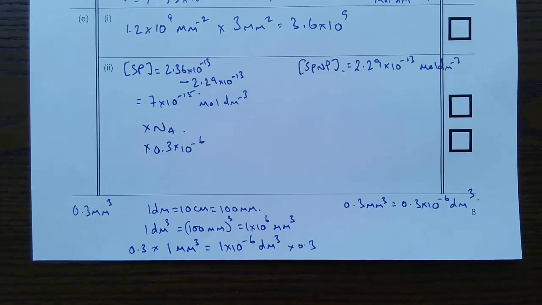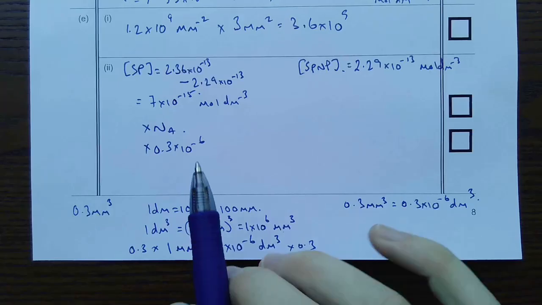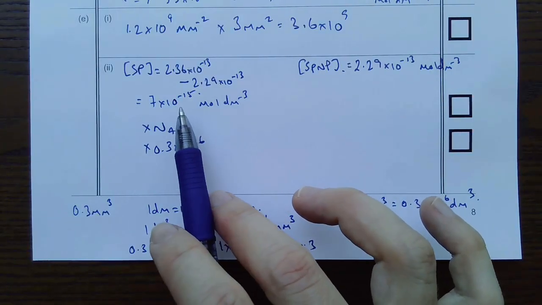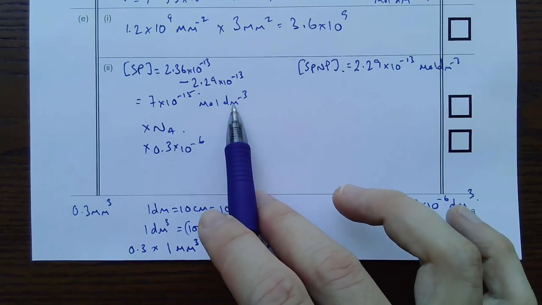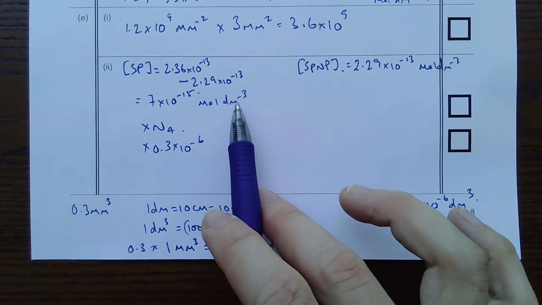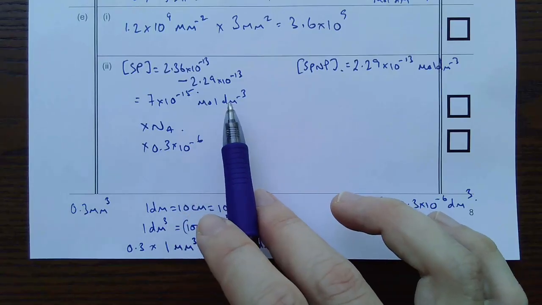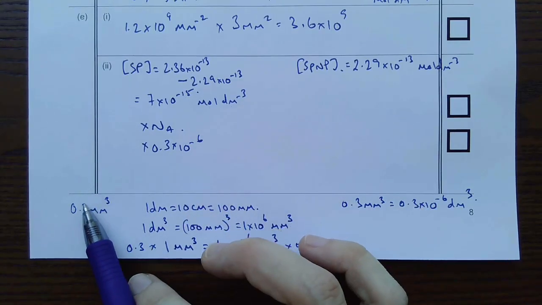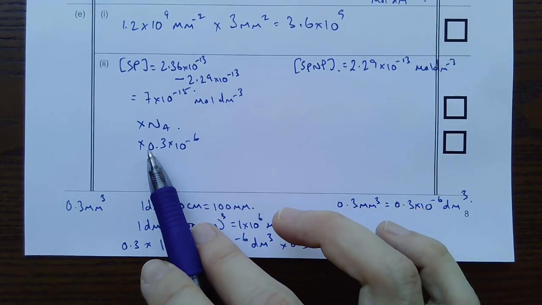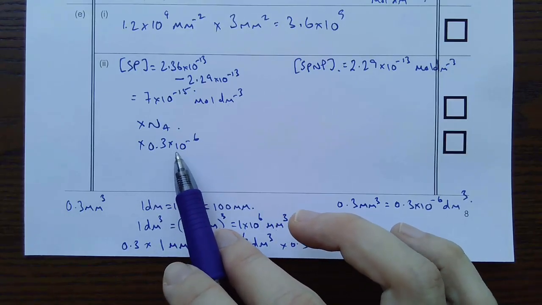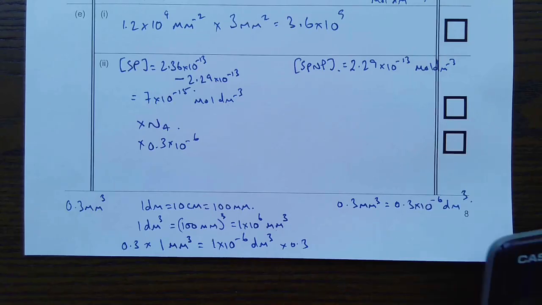But there is one check I would always do: do I need to be making this number bigger or smaller? If this is the number in a litre, in a decimeter cubed, remember a decimeter cubed is a litre, and I want to know the number in 0.3 millimeters cubed, this is obviously much smaller. So I should be either dividing by a big number or multiplying by a really, really small number, which I am doing here. Okay, so I'm okay with it.